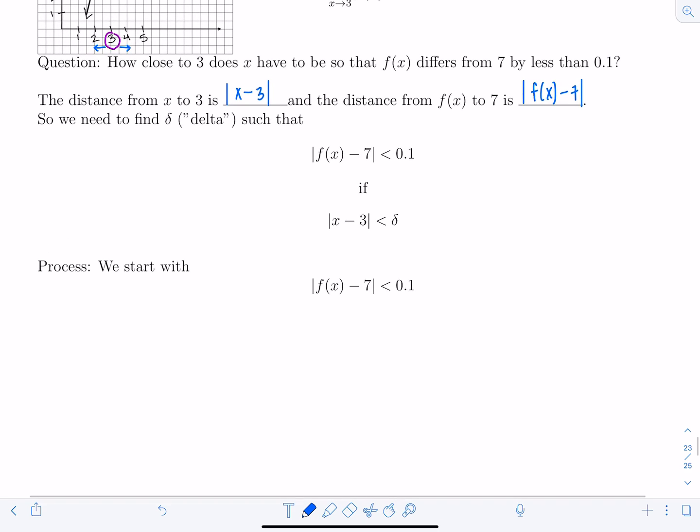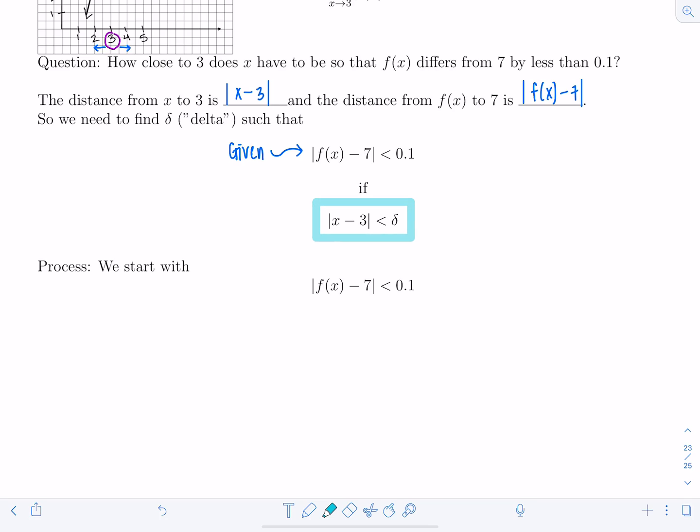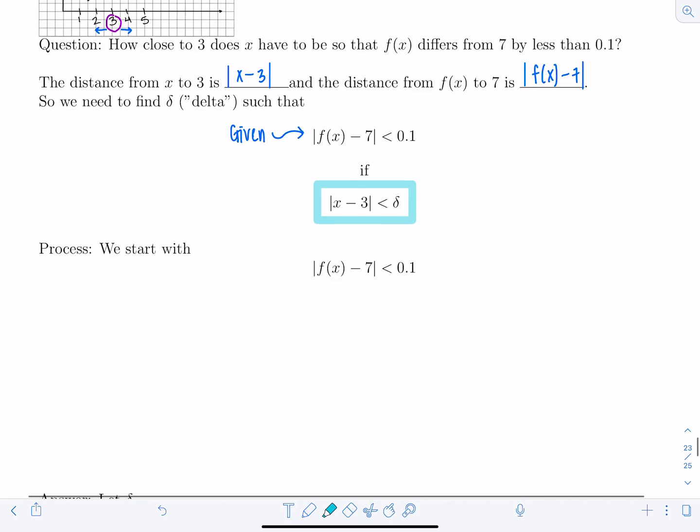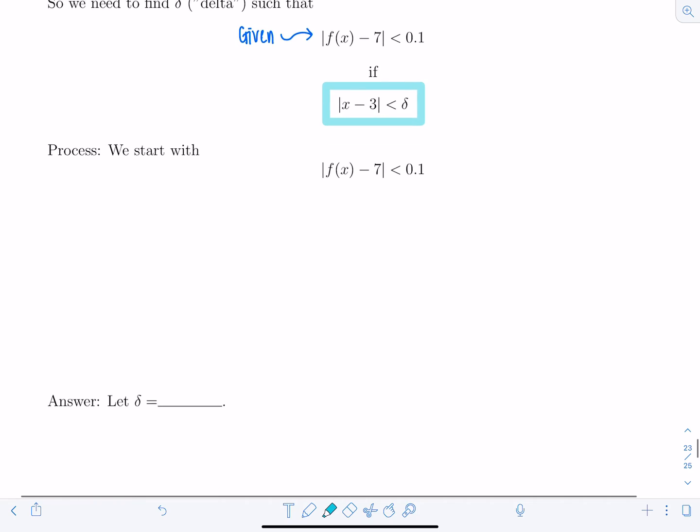So we're given the fact that we want the distance from our function to 7 to be less than 0.1, if the absolute value of x minus 3, the distance from x to 3, is less than delta, some delta. Well, here's the process. We start with, what am I restricted to doing? Well, the absolute value of f of x minus 7 has to be less than 0.1, right? We want to be no more than 7.1 or at 6.9 on the graph.